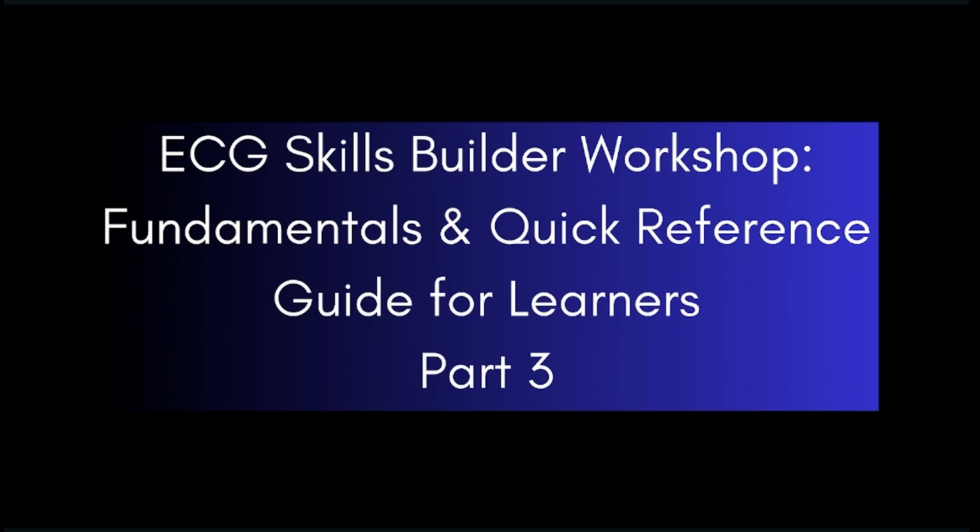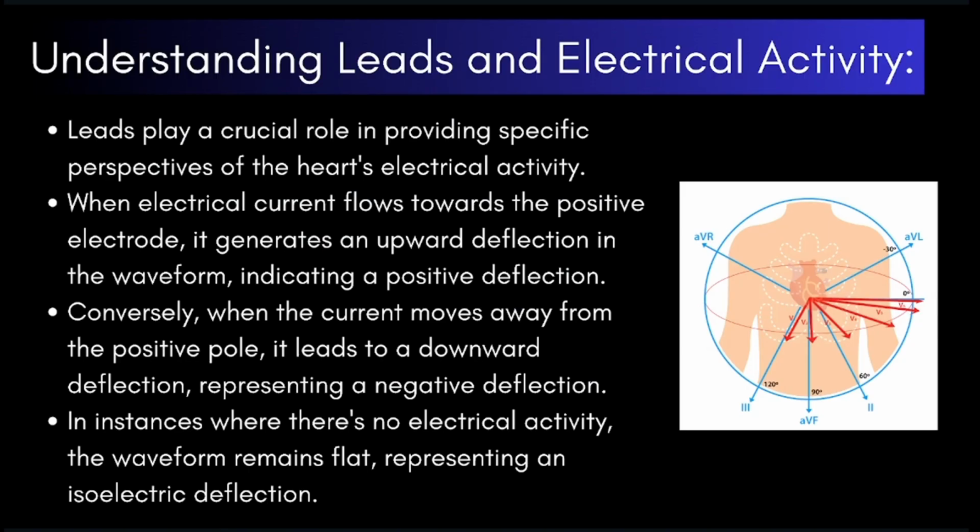So I'd like to open up talking about leads and their associated electrical activity. Leads play a crucial role in providing specific perspectives of the heart's electrical activity. When electrical current flows towards the positive electrode, it generates an upward deflection in the waveform, indicating a positive deflection. Conversely, when the current moves away from the positive pole, it leads to a downward deflection, representing a negative deflection. In instances where there's no electrical activity, the waveform remains flat, representing an isoelectric deflection.